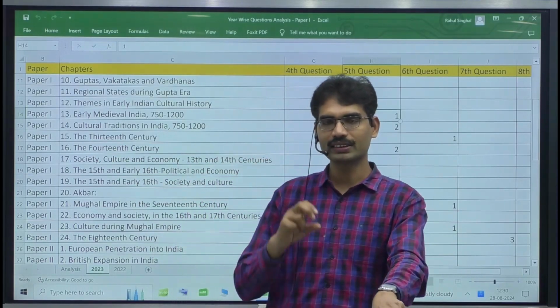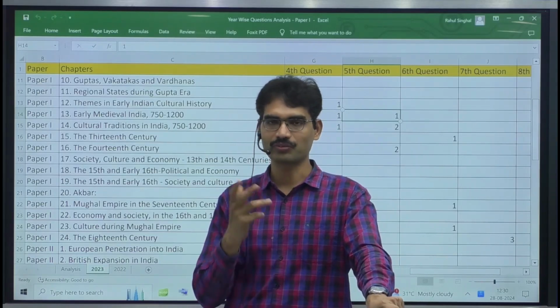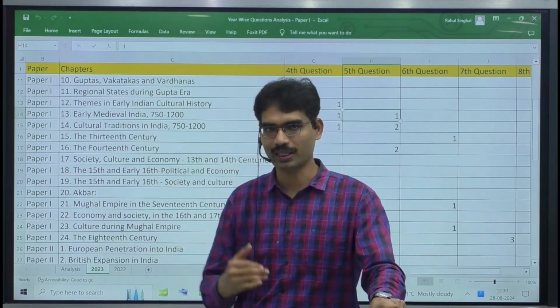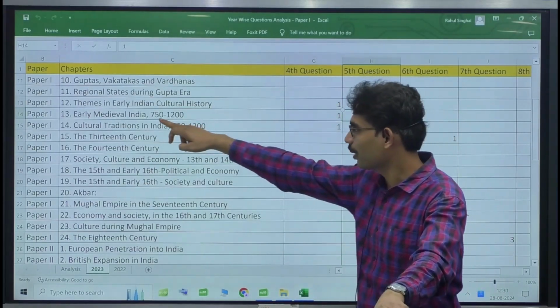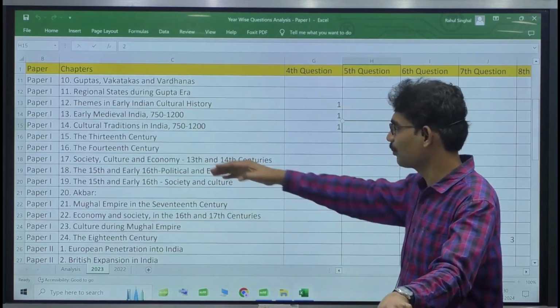Now let us see, is there any possibility of leaving certain units if you are not comfortable? But the 5th question is compulsory. You cannot do anything. You have to write. But how are the questions coming? Let us analyze. One question from unit number 13 and another 2 questions from unit number 14.